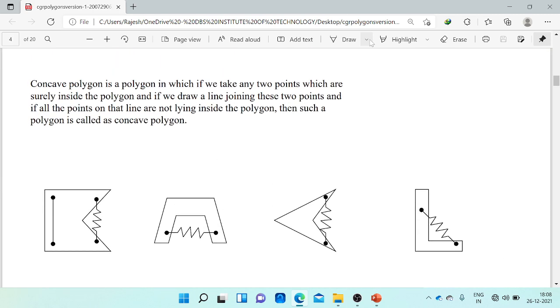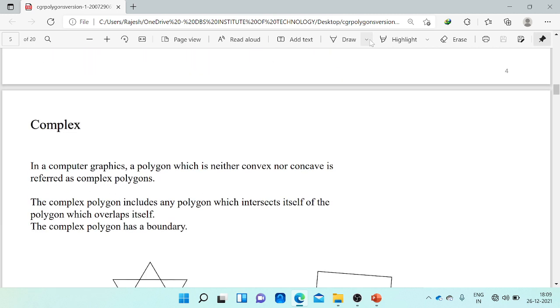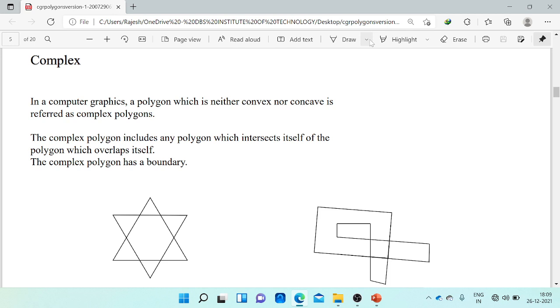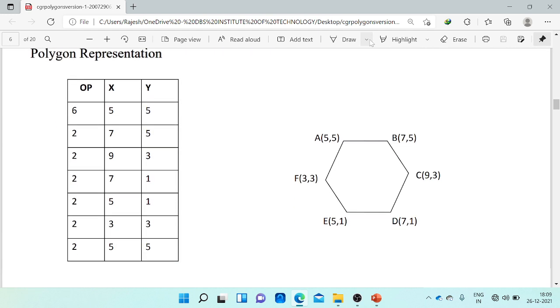A concave polygon is a polygon in which, if we take any two points which are surely inside the polygon and draw a line joining these two points, not all points on that line lie inside the polygon. Then it is called a concave polygon. Next, in computer graphics, a polygon which is neither convex nor concave is a complex polygon. A complex polygon includes any polygon which intersects or overlaps itself. See, likewise we can represent the polygons.